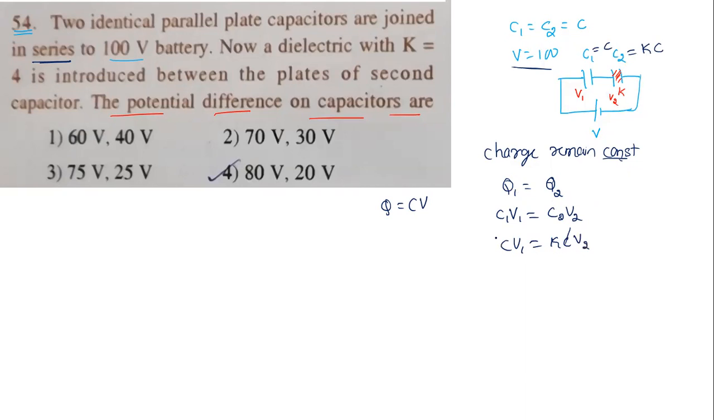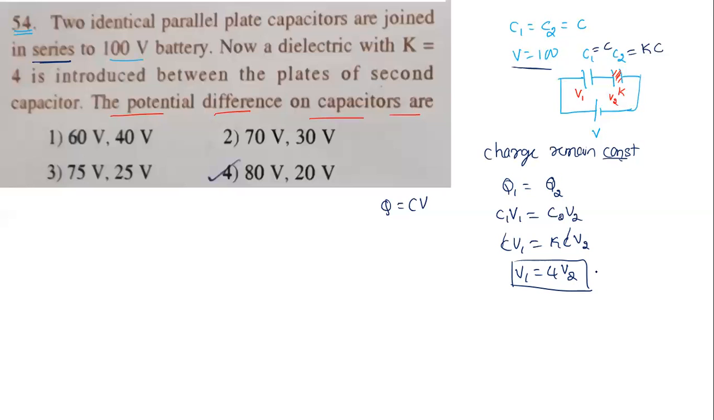What is going to cancel? C and C is going to cancel. We get V1 equal to K, and K is given as 4, so 4 times of V2. So V1 is always equal to 4 times of V2, which means they are in the ratio of 4:1. If you look here, which option has the 4:1 ratio?